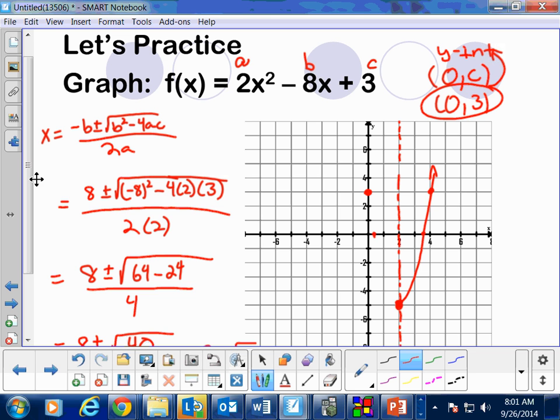Graph this parabola to look like this. And that's how you do it by graphing. I have my 5 points, and I also have everything that was requested from me. Alright, fantastic. Let's go ahead and move on to the next one.